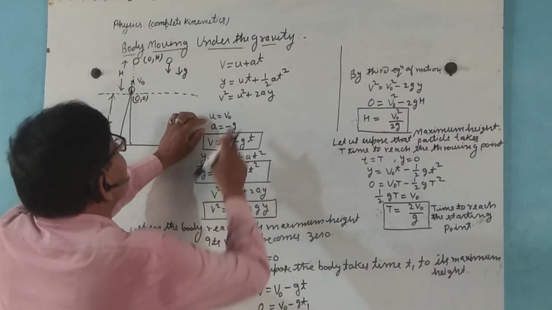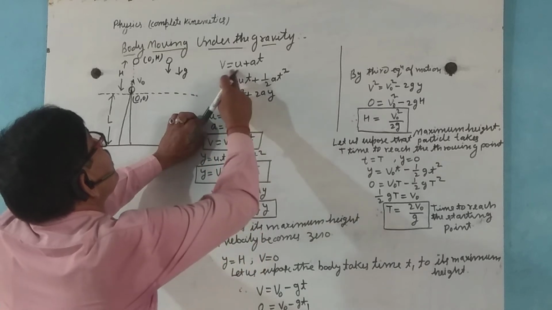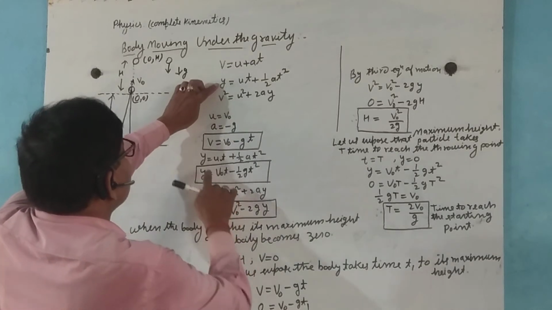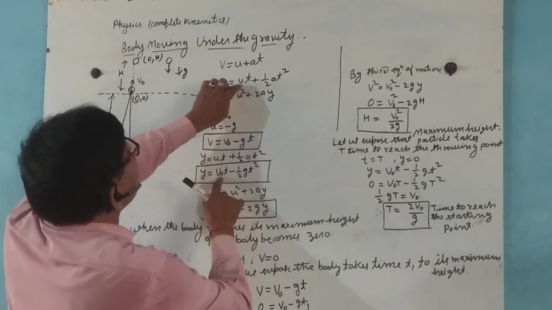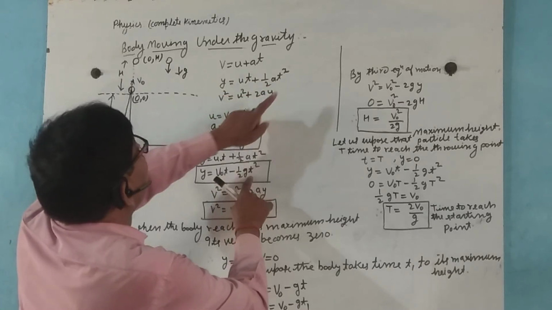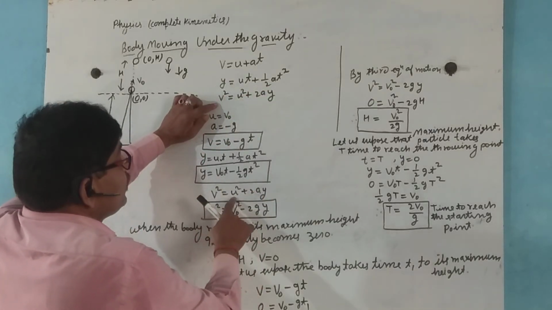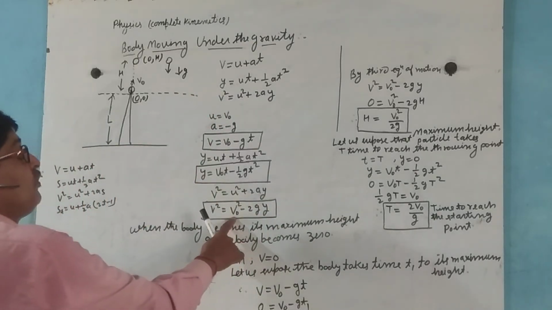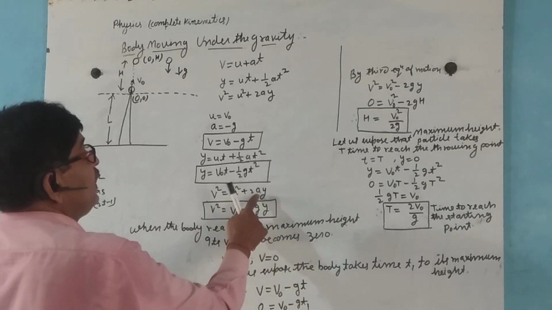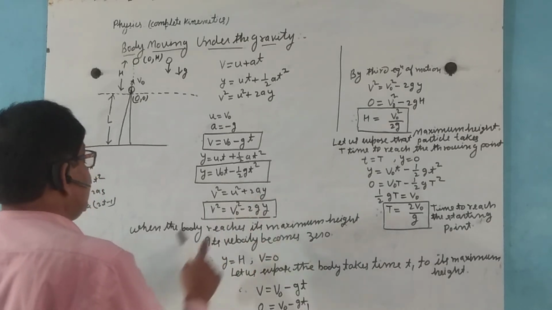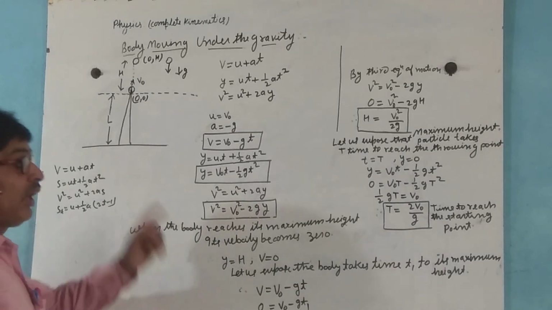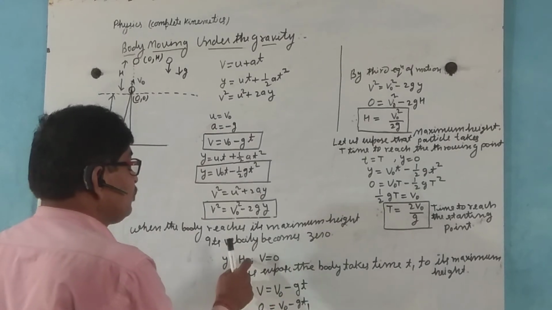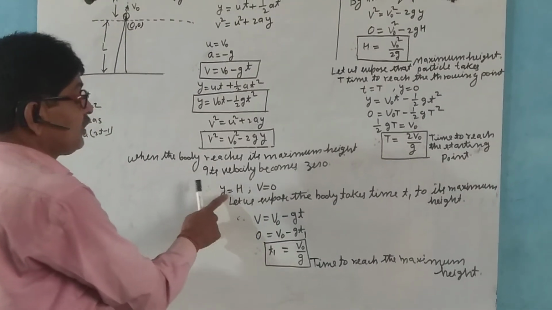So putting these in, the equations become V equal to V0 minus GT, y equal to V0 t minus half GT square, and V square equal to V0 square minus 2GY. When the body reaches its maximum height, the final velocity is equal to 0 and y is equal to h, so we can write y equal to h.